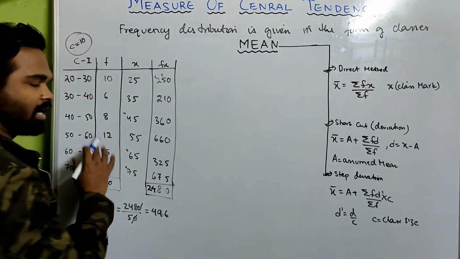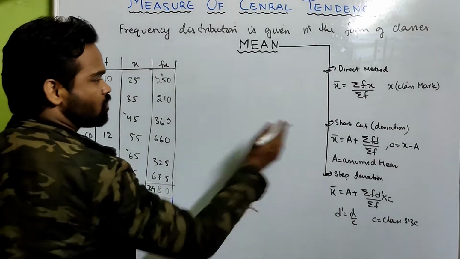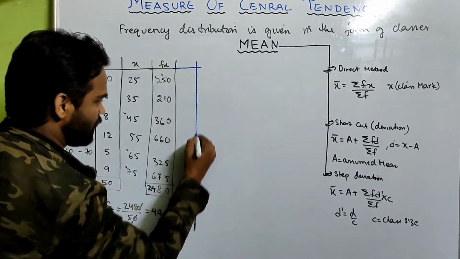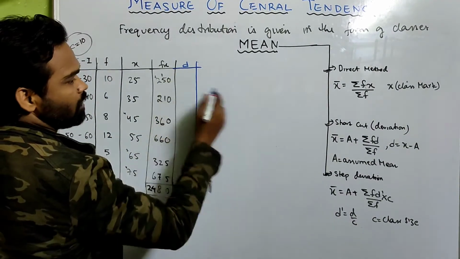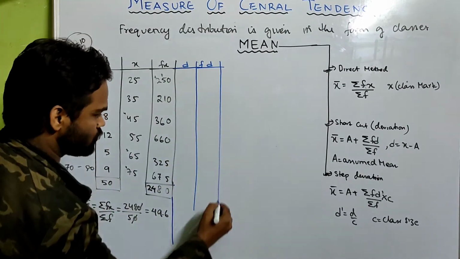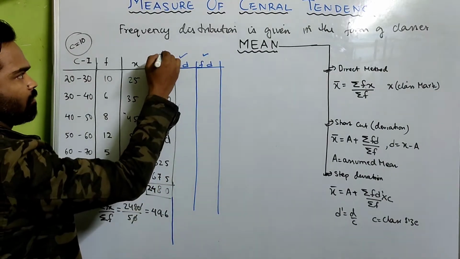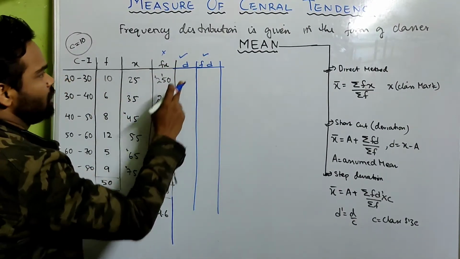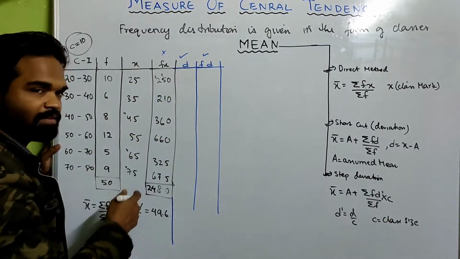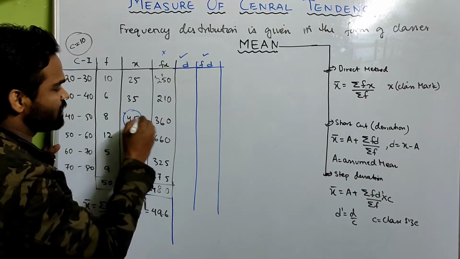Now let us solve this same sum, try to get the mean, but by shortcut method. Now in shortcut method we need d first of all. So we make a column for d. We need fd. So I'll make two more columns, d and fd. Forget fx now. This was for the first method. Now d is x minus a. A is your assumed mean. If you look at the values, these two values are in between. I'll take this one as a.